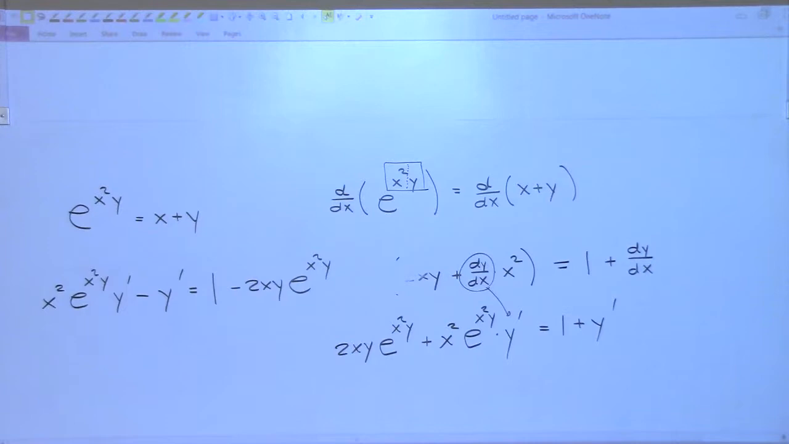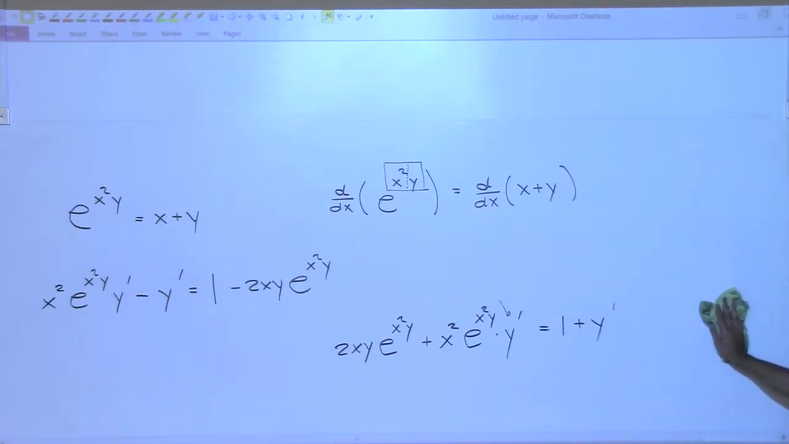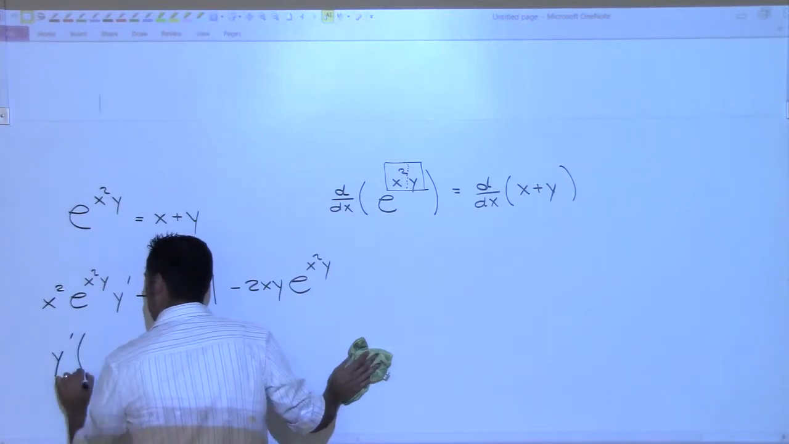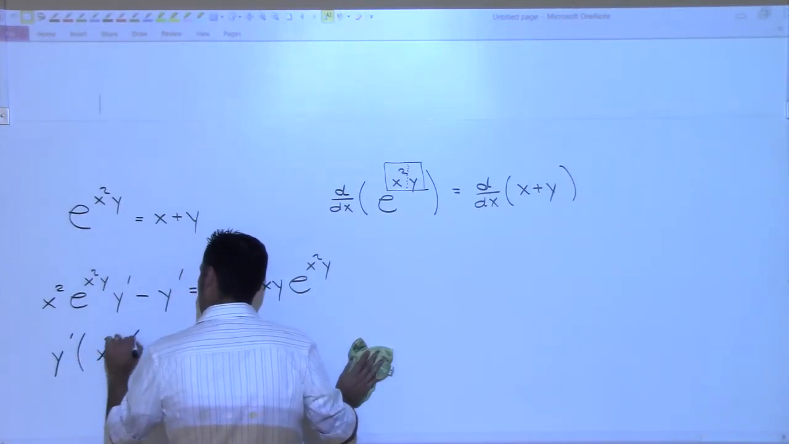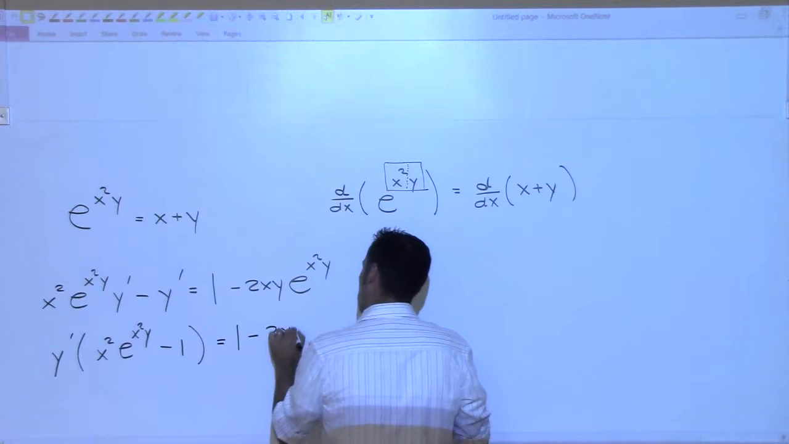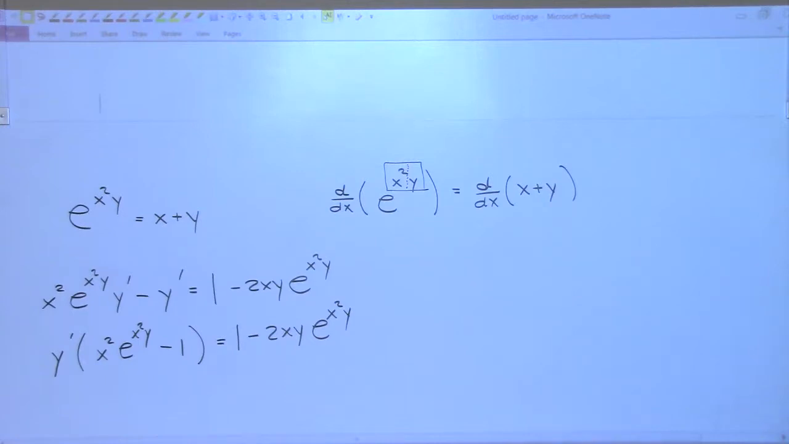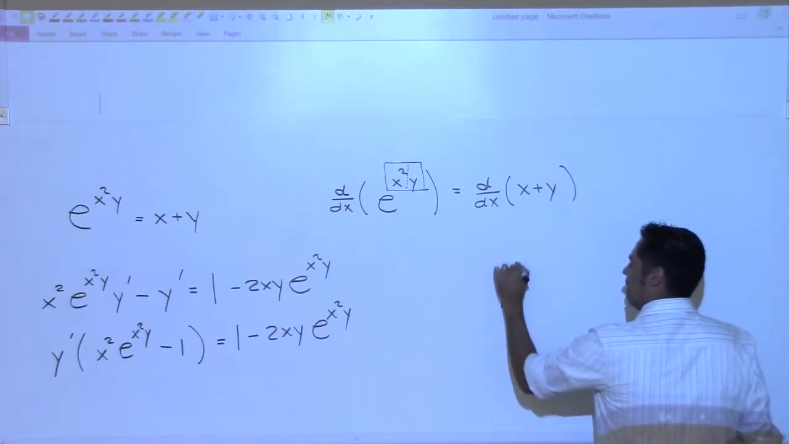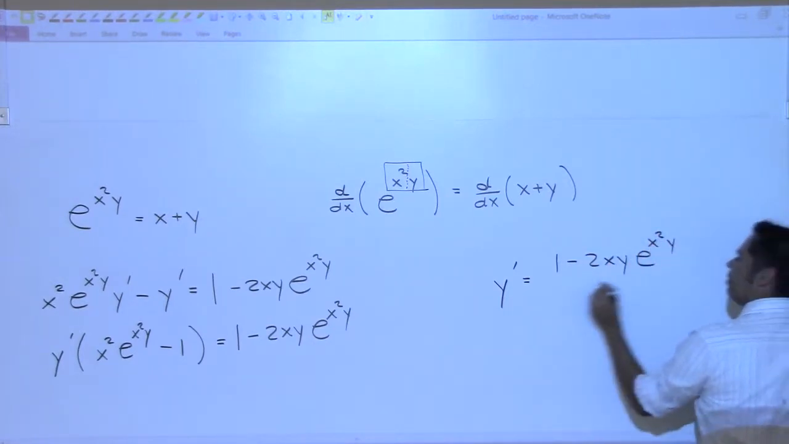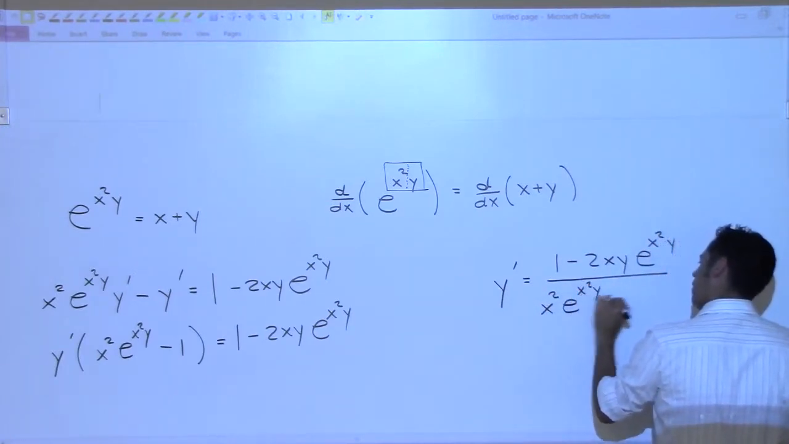Now, why did I do that? What's the point? I can factor out y prime on the left. So factor y prime out. When you do that, in parentheses, you're going to have x squared e to the x squared y, then minus 1, and then equals 1 minus 2xy e to the x squared y. Last step. Divide. There it is.